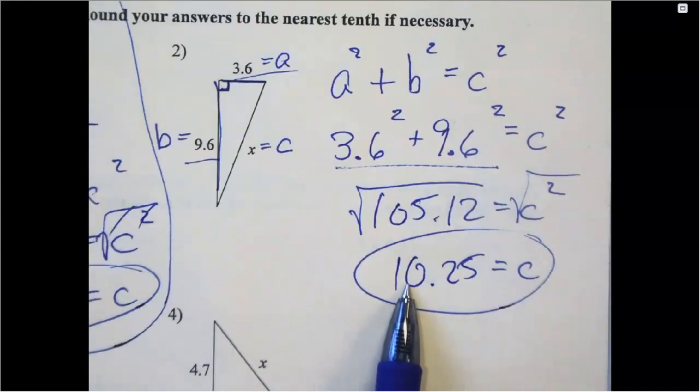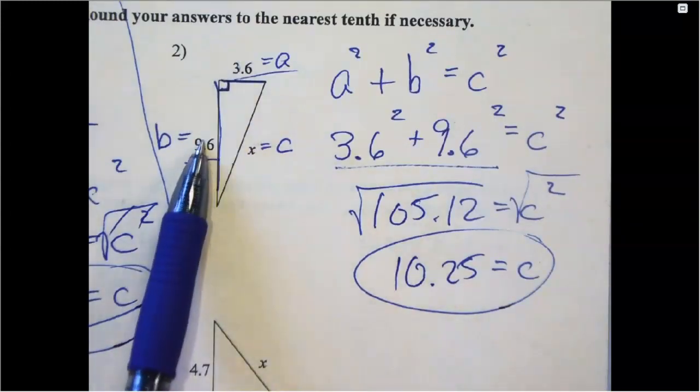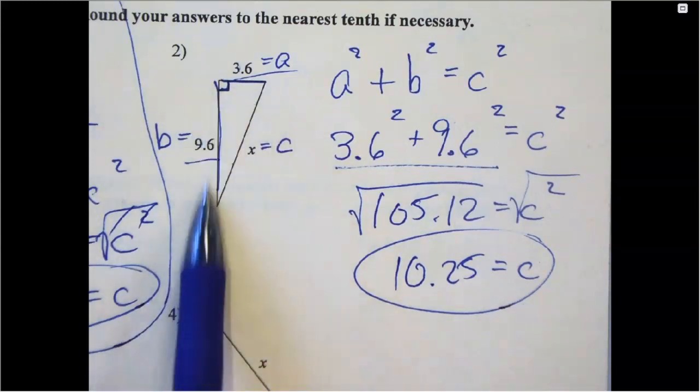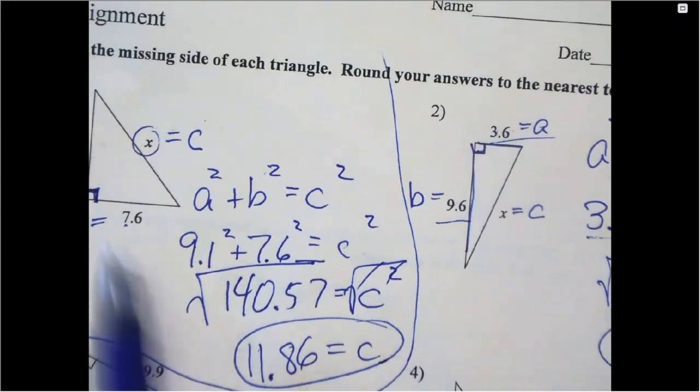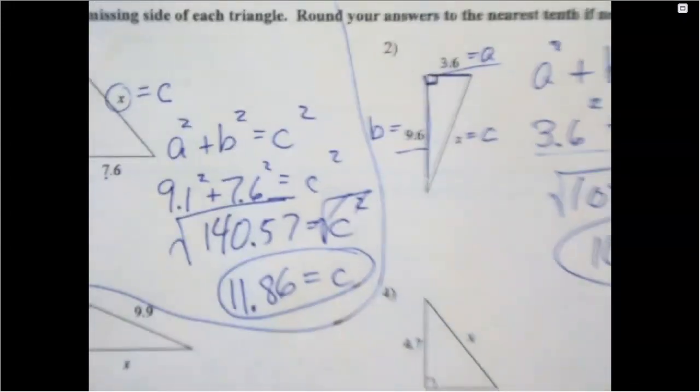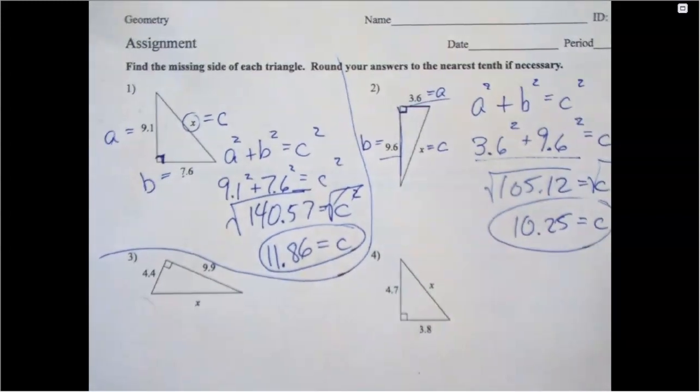One quick thing you can check: the side we get should be the biggest side on your triangle. So I've got 3.6, 9.6. If I got like 4, that doesn't make sense because it's got to be bigger than this side. 10.25 is the biggest side on my triangle. If I go back and look at number 1, 11.86 is the biggest side on my triangle. It doesn't guarantee that you're right, but it's a good checkpoint.